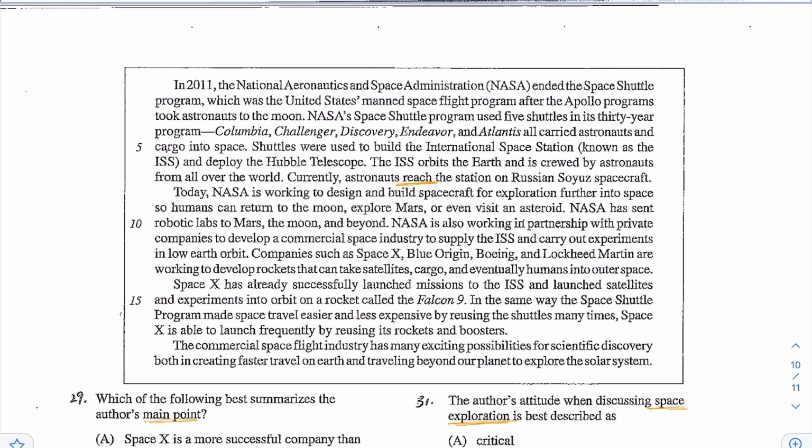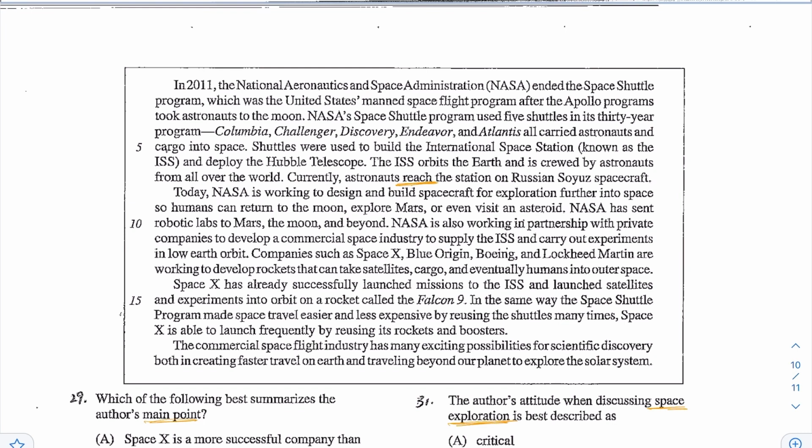So in 2011, the National Aeronautics and Space Administration, or NASA, ended the space shuttle program, which was a U.S. manned space flight program after the Apollo program took astronauts to the moon. NASA's space shuttle program used 5 shuttles in its 30-year program: Columbia, Challenger, Discovery, Endeavour, and Atlantis. All carried astronauts and cargo into space. Shuttles were used to build the International Space Station, known as ISS, and deploy the Hubble telescope. The ISS orbits the Earth and is crewed by astronauts from all over the world. Currently, astronauts reach the station on the Russian Soyuz spacecraft.